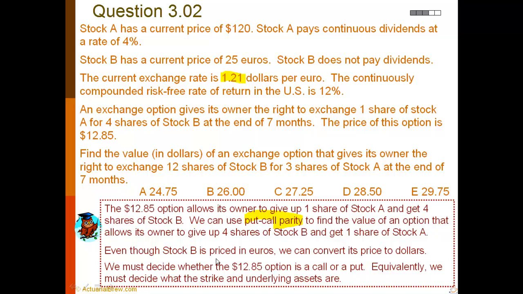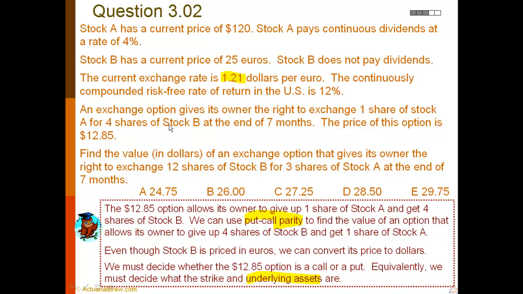When we use the $12.85 option in put-call parity, we'll need to decide, is that option a call or is it a put? And when we make that decision, we're at the same time deciding what the strike asset will be and what the underlying asset is. In this case, I'm going to say that the underlying asset is 4 shares of stock B. Now, does that make that $12.85 option a call option or a put option?